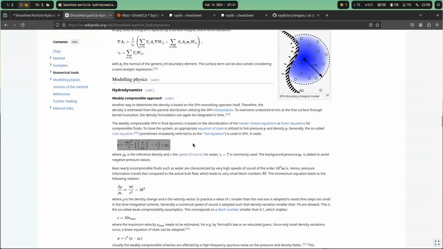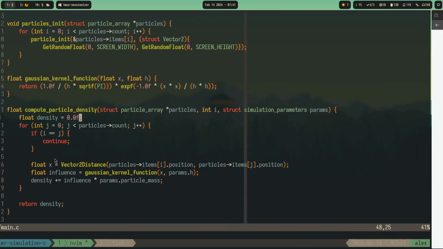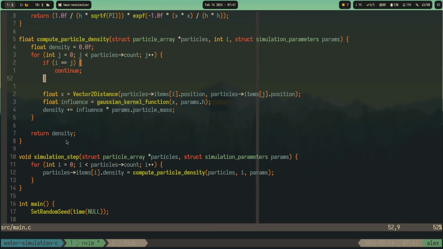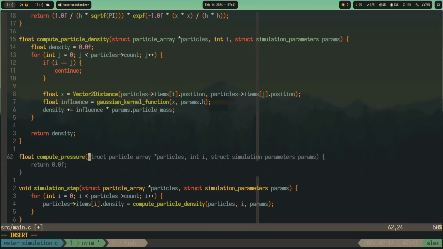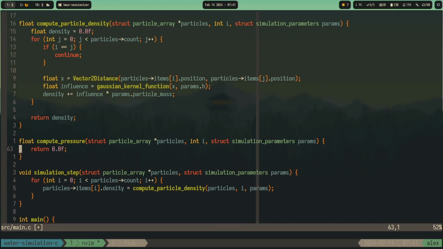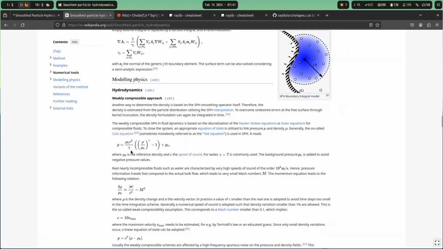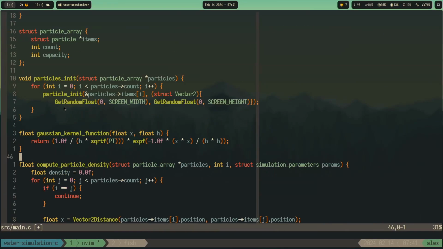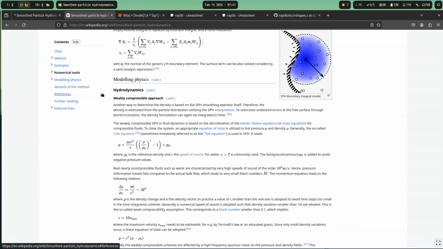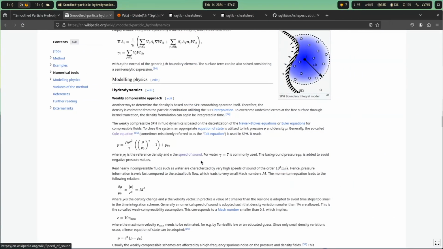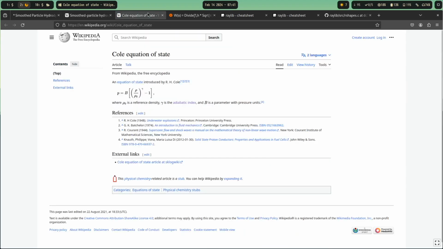Probably also the pressure. So let's see the pressure first. So compute particle density. Let's have float compute pressure. And we need some stuff. We need density, rest density. Float rest density. We also need this thing. So let's go to its page. Adiabatic index.